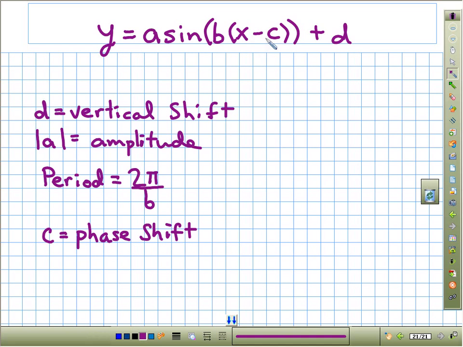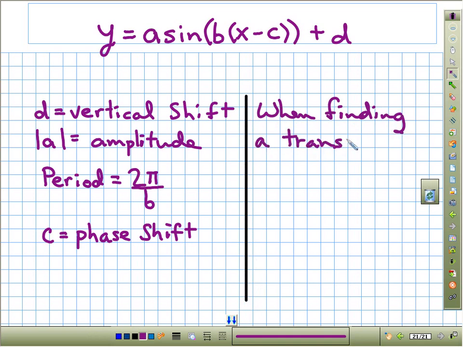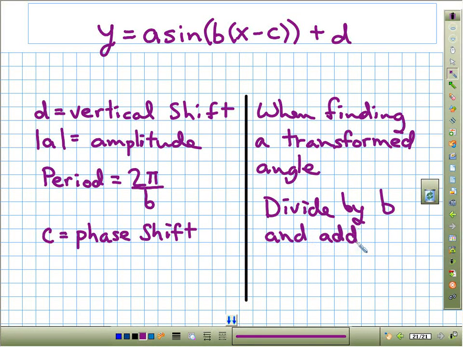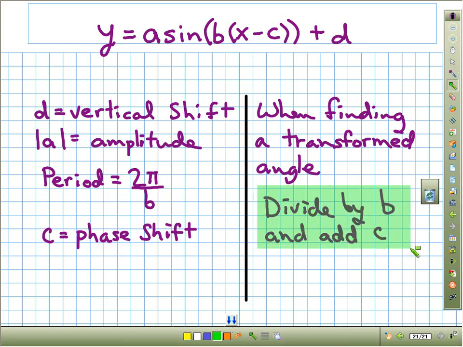Now, look, when finding a transformed angle, when the angles have been transformed, here's what we need to do. Divide by b and add c. Okay? Divide by b and add c. So here it is. Divide by b and add c. That's what you need to do when finding a transformed angle. Okay? And you have this general form.